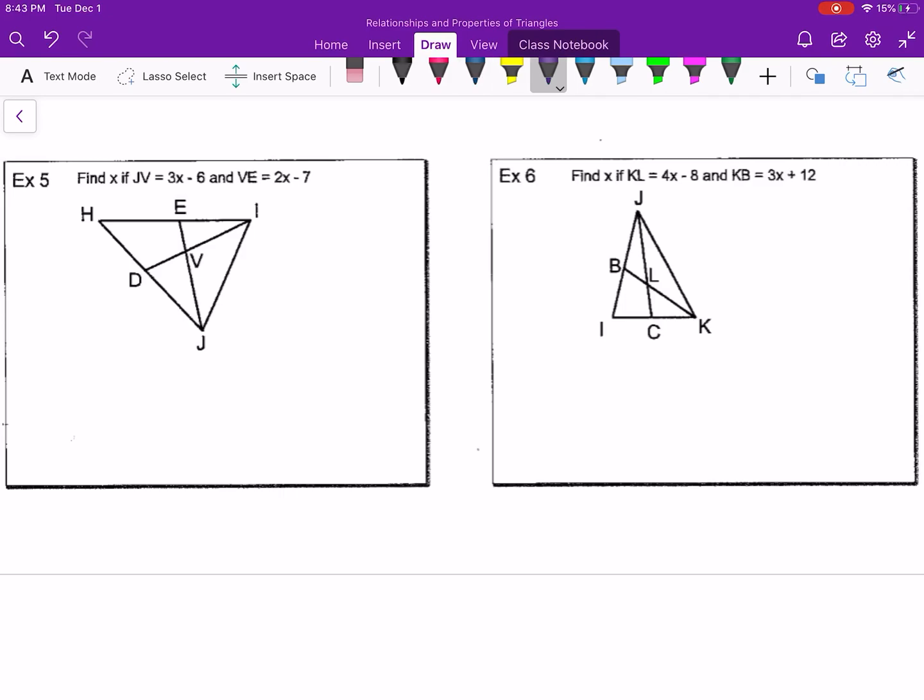All right, in example 5, we are given JV. Find JV and label it. It is 3x minus 6.